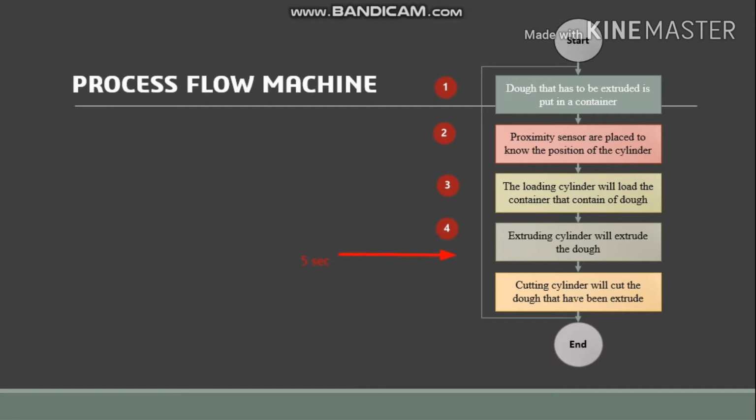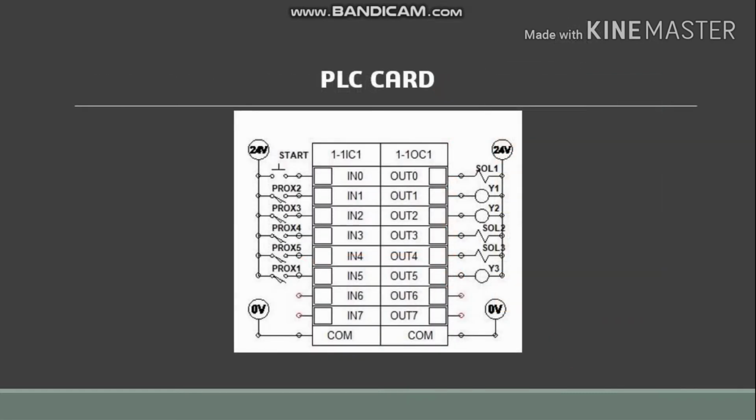And finally, the cutting cylinder will cut the dough that has been extruded. After this process is finished, the step will repeat a few times depending on the count that has been set. After finishing extruding, the extruding cylinder will retract, followed by the loading cylinder retracting back to its position.